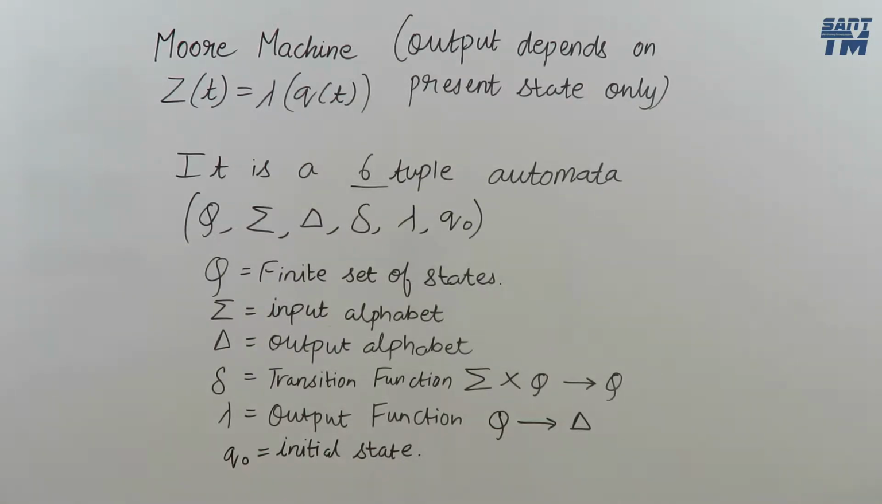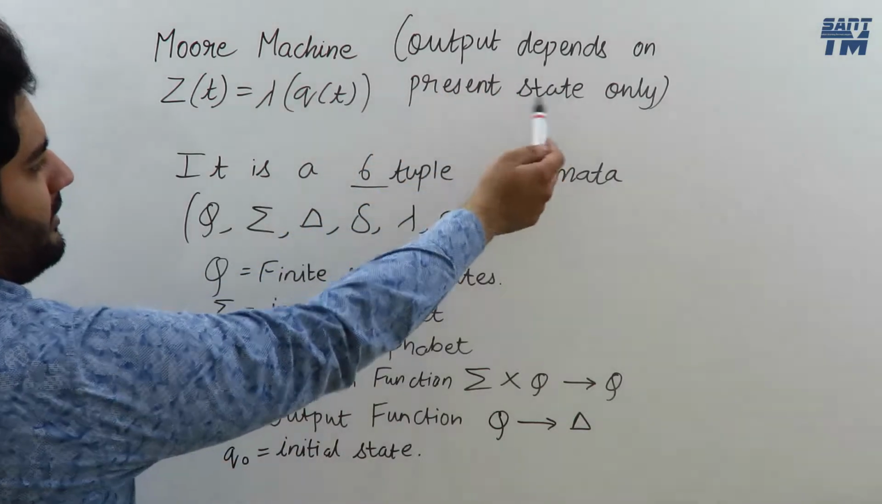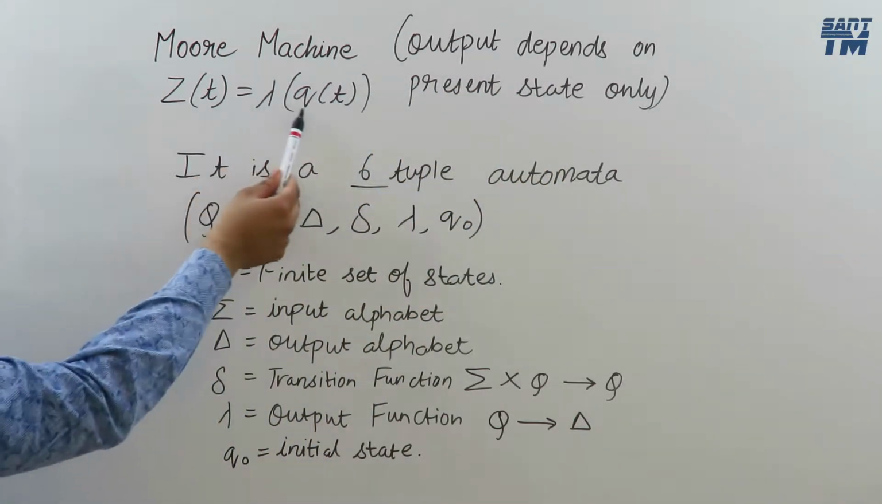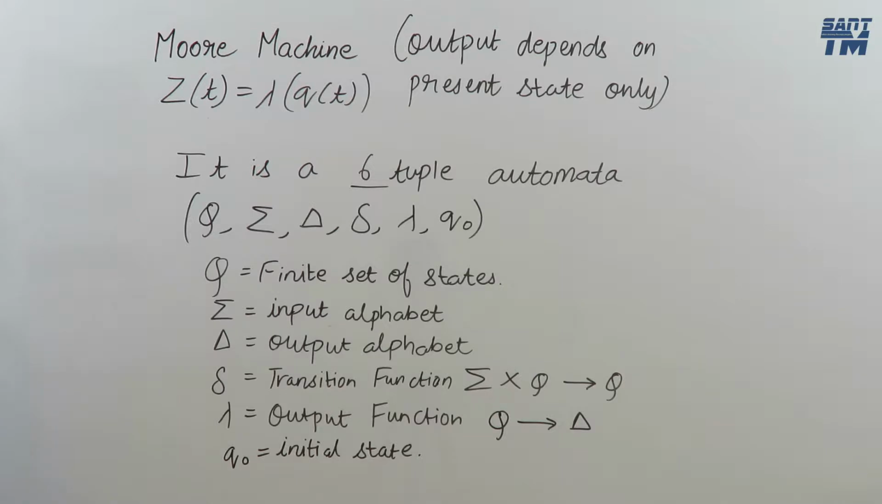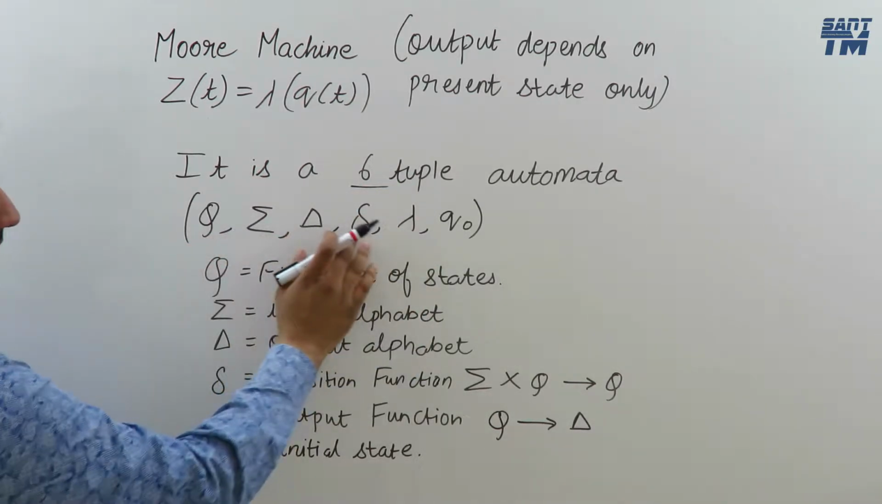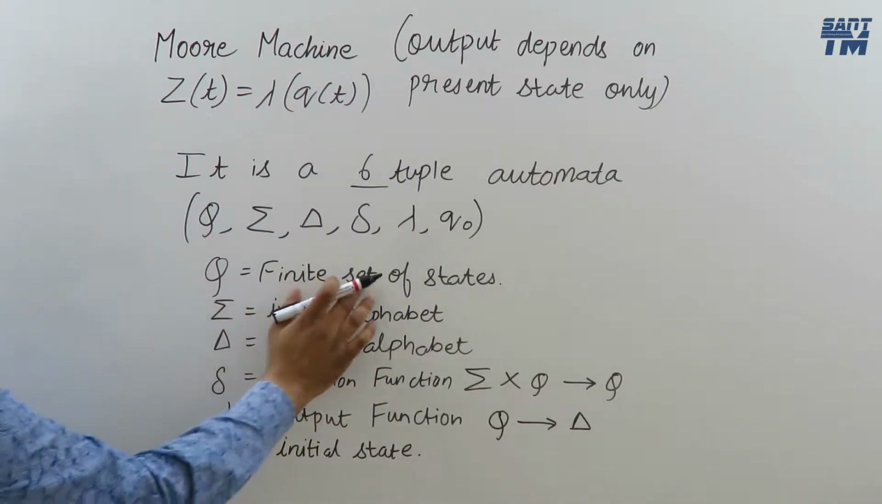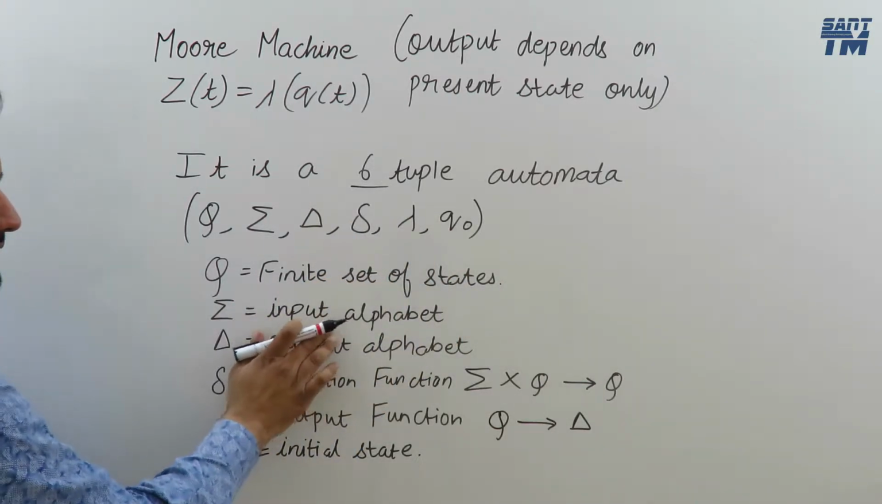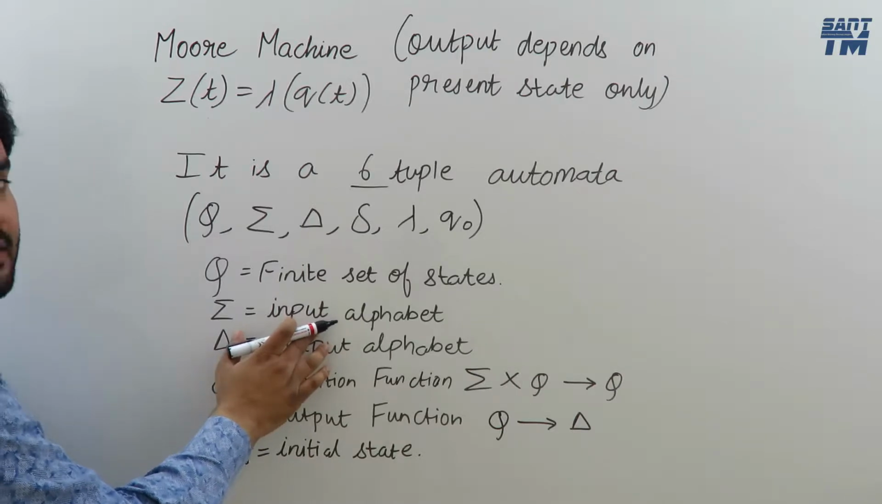In the case of Moore machine, we stated that output depends only on the present state. This is the output function, which depends only on the present state. Also, Moore machine is a 6-tuple automata: Q, sigma, triangle, delta, lambda and Q naught. Q is the finite set of states. Sigma is the input alphabet, that means the set from which we will take the input symbols.